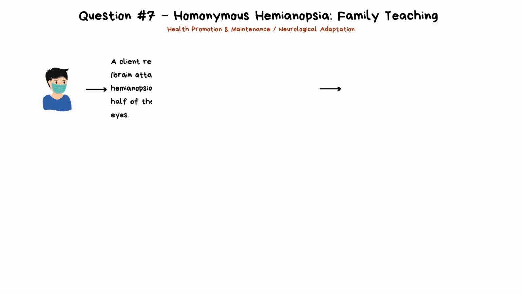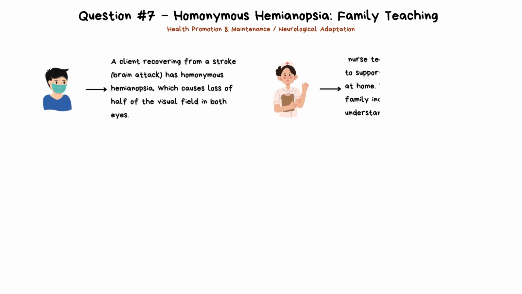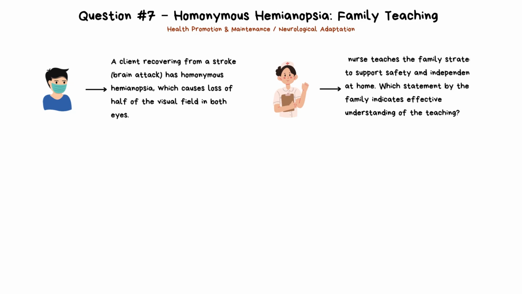Here's a multiple choice question focused on family education for a client with homonymous hemianopsia. A client recovering from a stroke has homonymous hemianopsia. That means loss of the same half of the visual field in both eyes. The nurse is teaching the family how to keep the client safe and independent at home. Which statement by the family shows correct understanding of the teaching?